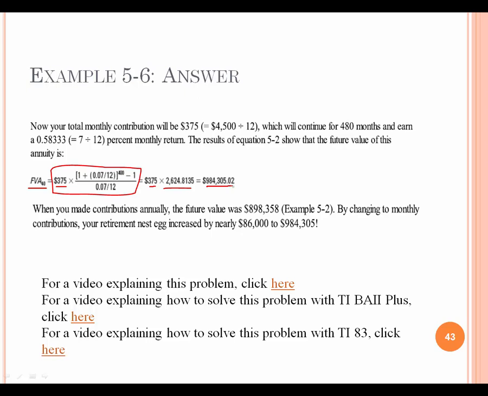Okay, so remember before in the previous example, when we calculated the future value based on annual contribution, the future value was this much, and now under monthly contribution, the future value actually is a little bit higher. So probably by now you already get the idea that the more frequent the compounding, the higher future value you can end up with.